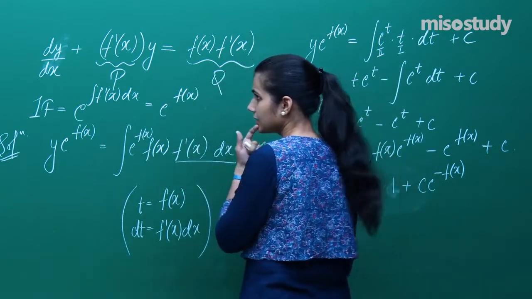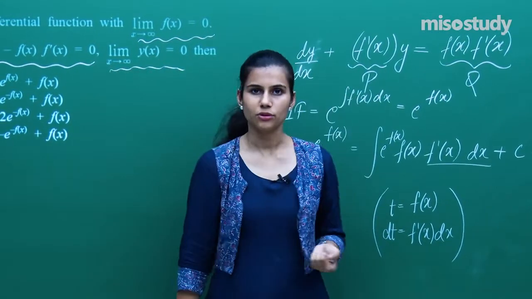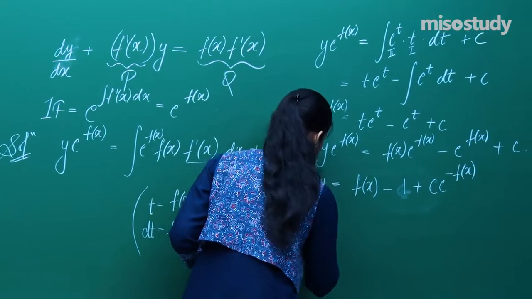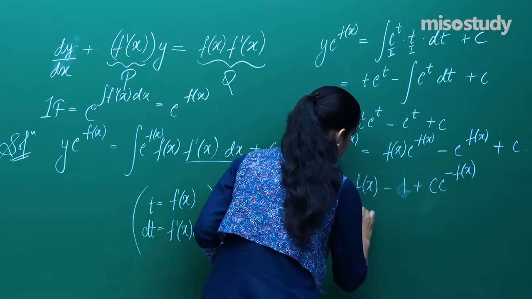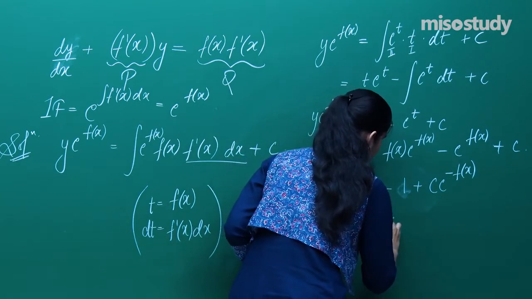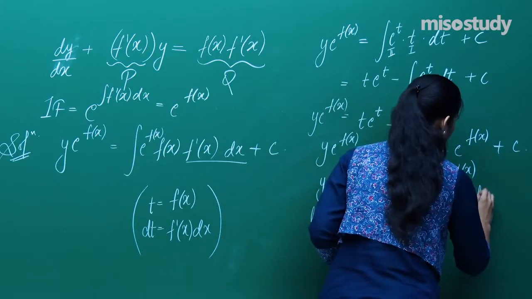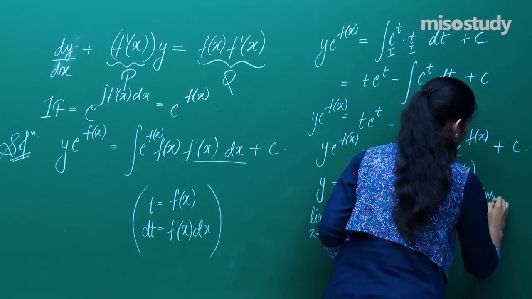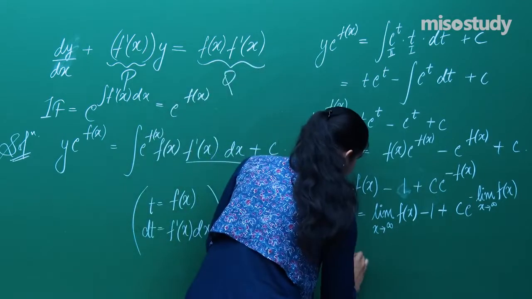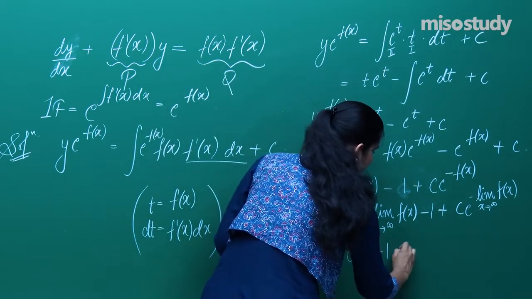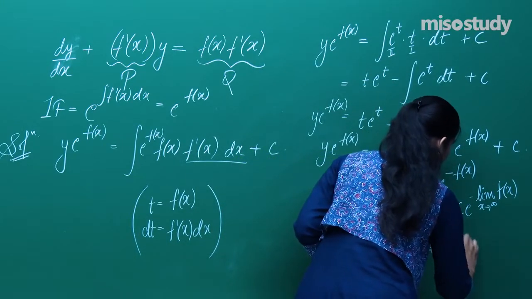Now it is saying that limit x tends to infinity fx is 0 and limit x tends to infinity yx is 0. Let's just apply limit x tends to infinity. So you get limit y of x equals limit f of x minus 1 plus c e to the power minus limit f of x. So this becomes 0 equals 0 minus 1 plus c e to the power 0, which is 1. So c comes out to be 1.